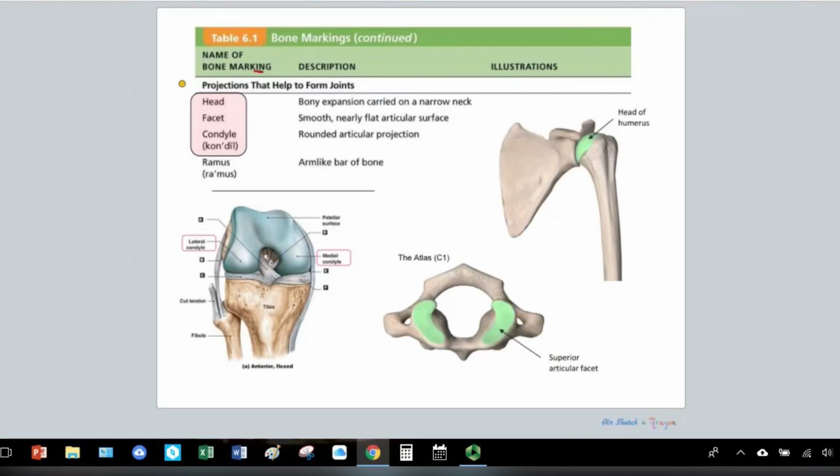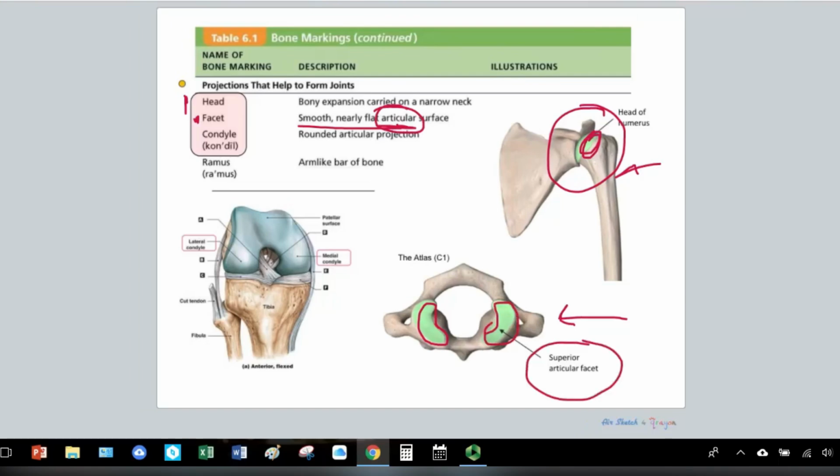All right, these next bone markings, these are projections that help to form joints. So first of all, we have a head. And this is a good example here. This is the humerus, and this is the head of the humerus, which forms the shoulder joint. Then we have something called a facet. A facet's a smooth, nearly flat articular surface. And articular just refers to joint. So it's a smooth, nearly flat joint surface. And this is the first vertebra, C1. And on the anterior side, you have these nice, smooth surfaces there called the superior articular facets, and that's where the head's going to sit on.